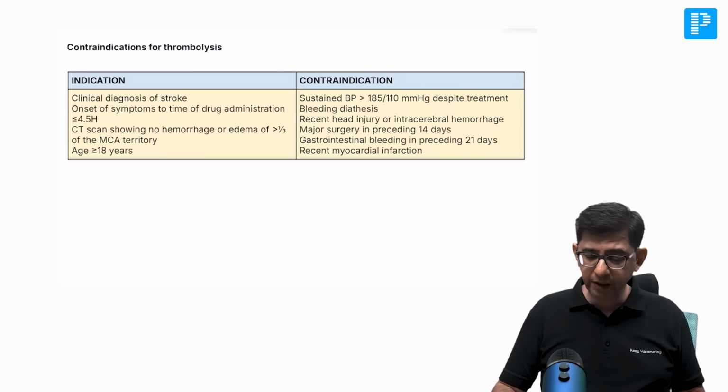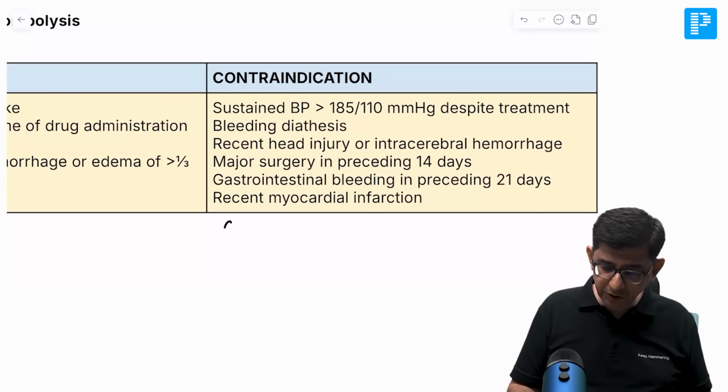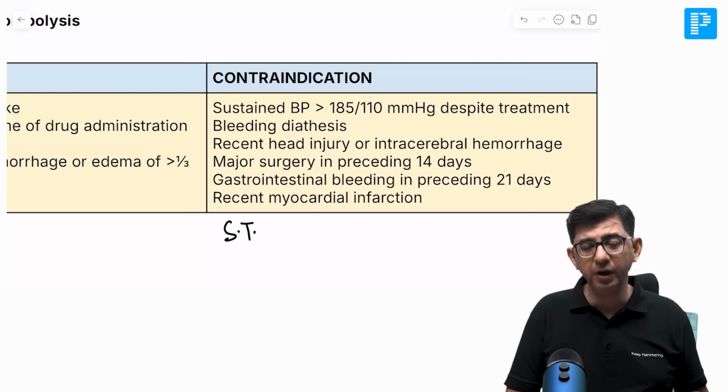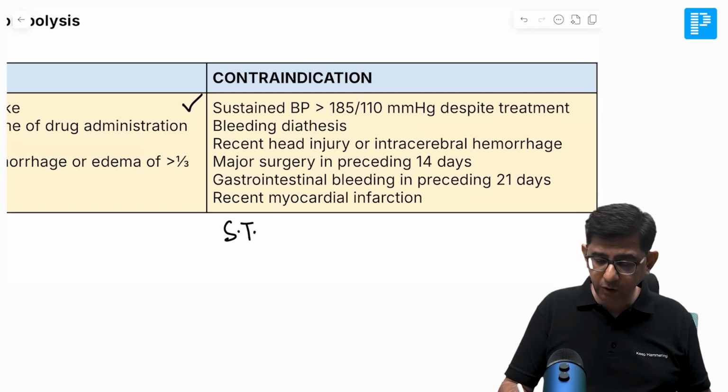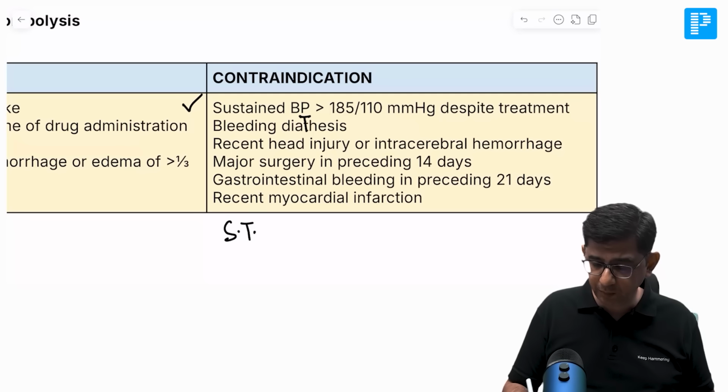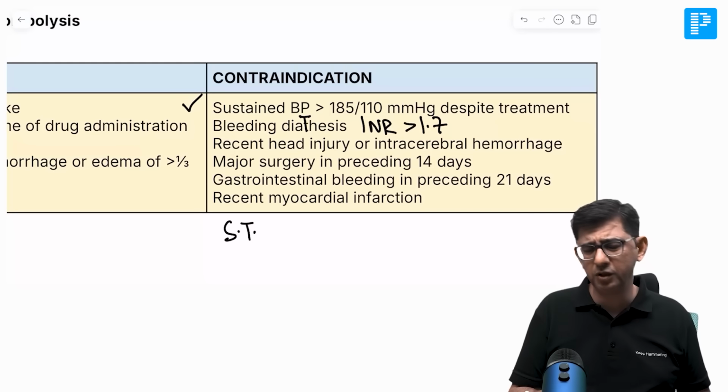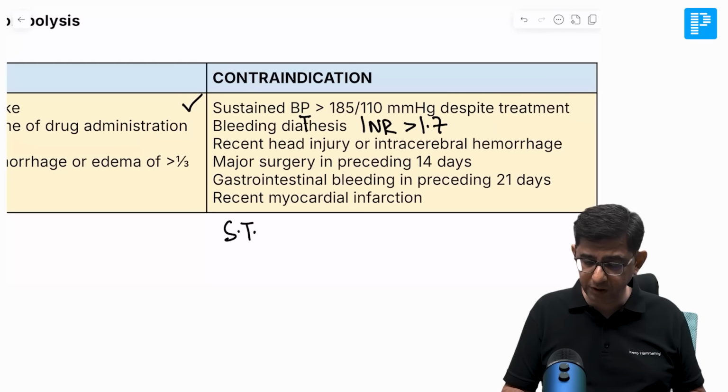As far as contraindications are concerned, the mnemonic for these contraindications is called STORM. S would stand for sustained elevation of blood pressure. T would be from the bleeding diathesis component. If the international normalized ratio is more than 1.7, like the person is on warfarin, I will not be doing thrombolysis.